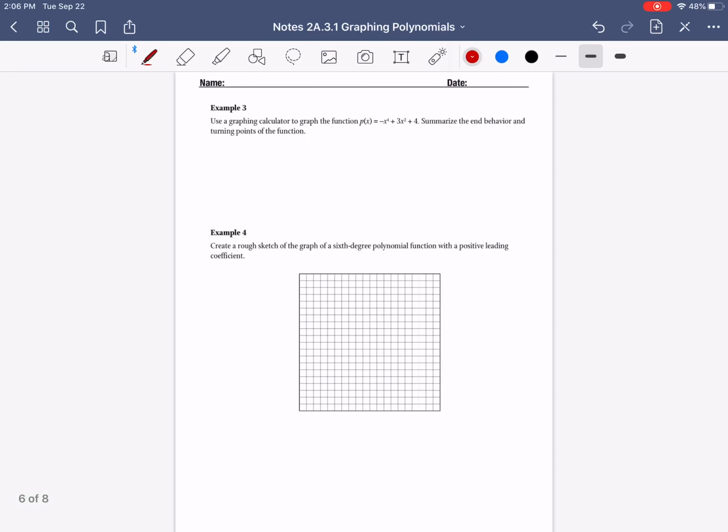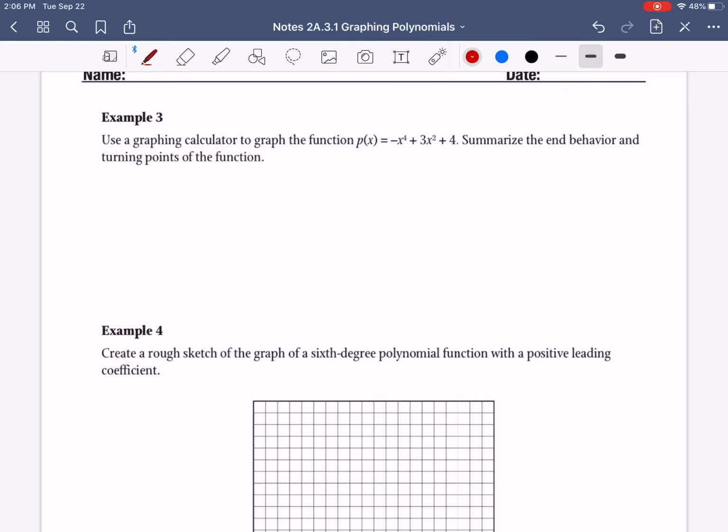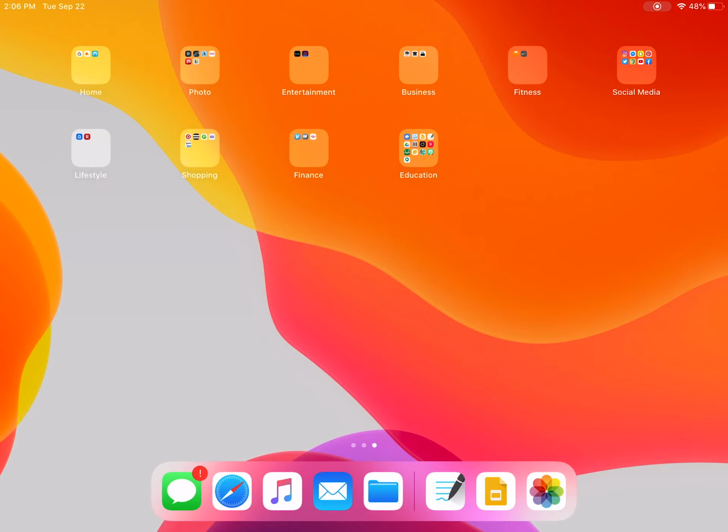All right, 2 more examples. This is page 71. It says use a graphing calculator to graph the function, summarize the end behavior, and turning points. Okay, so we're just going to use a little mini graph. I could sketch the graph for us, just using the information. The fact that it's a negative even degree means that they're going to be pointing the same way. It's negative, so that direction is going to be down. But they wanted us to use a graphing calculator, so we're going to go ahead and use that.